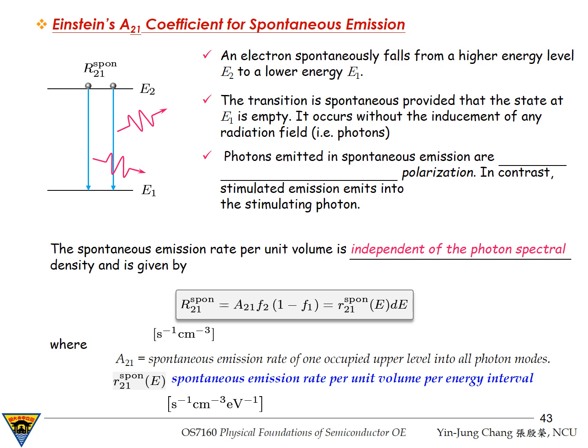The factor F2 means that the upper level must be occupied. On the other hand, the factor 1 minus F1 means that the lower level E1 must be empty. The per unit volume spontaneous emission rate can also be expressed as the spontaneous emission rate per unit volume per energy interval times the spectral width of emitted light near the transition energy E21, and it is denoted by dE.